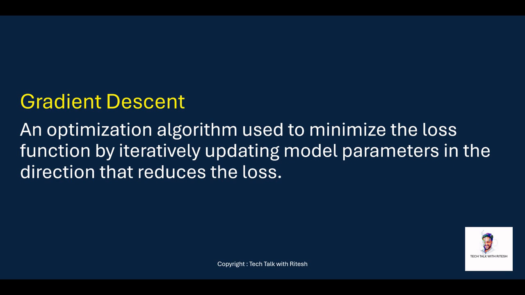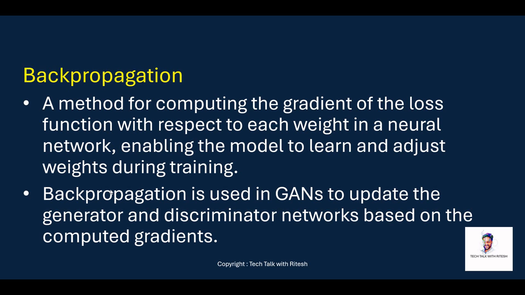Gradient descent, an optimization algorithm used to minimize the loss function by iteratively updating model parameters in the direction that reduces the loss. Backpropagation, a method for computing the gradient of the loss function with respect to each weight in a neural network, enabling the model to learn and adjust weights during training.